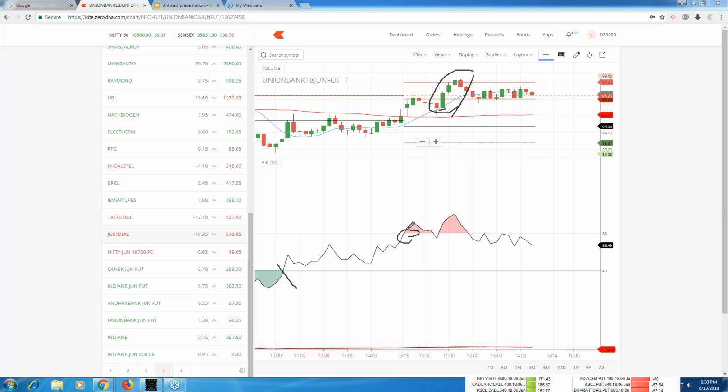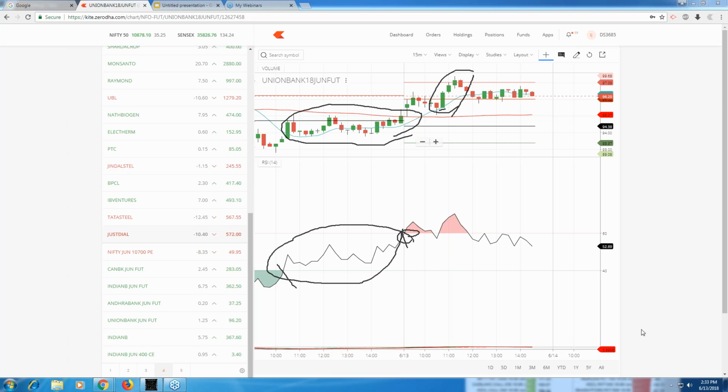Now see here, this is a 15 minute graph. The RSI is between 40 and 60, and the stock is doing virtually nothing, right? So I hope I'm making sense. I hope I'm being able to explain what I'm trying to say.